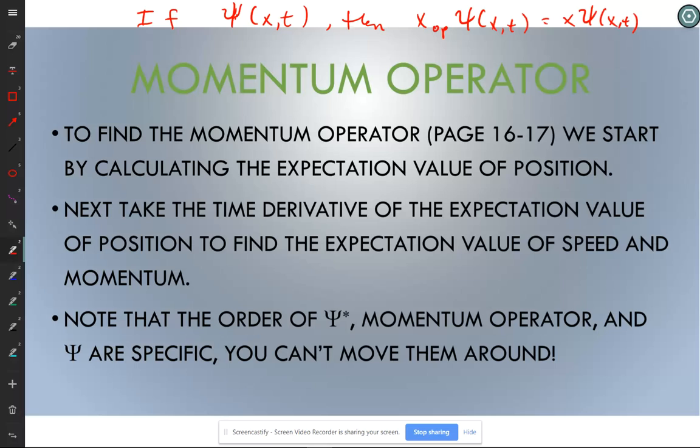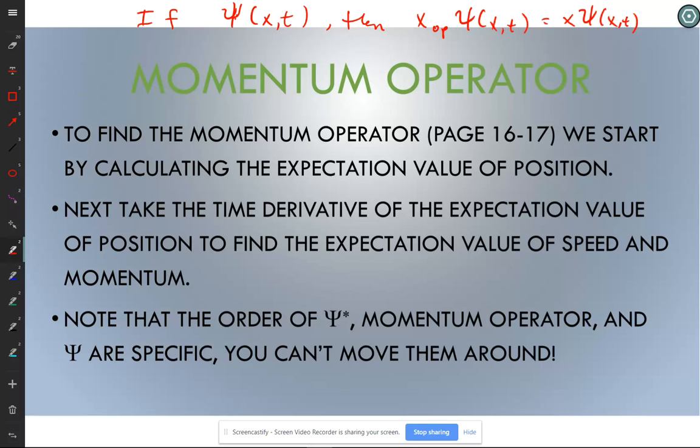The second operator is finding the momentum operator. To find the momentum operator, we start with, and this is on pages 16 and 17 of the textbook, although if I look at it carefully, it's on 15 through 17, because it starts on page 15, really. If we want to find the momentum operator, we start by saying, okay, if I'm going to find momentum, I need to find mass times velocity.